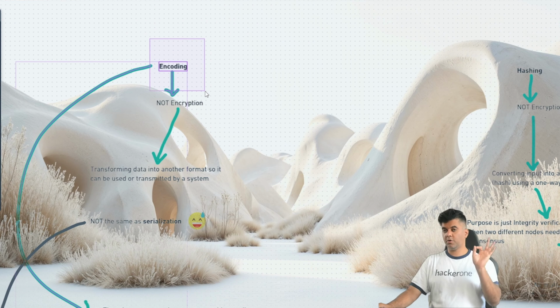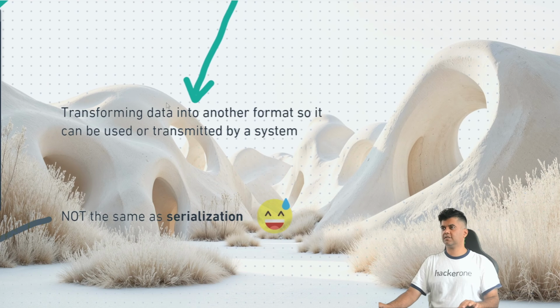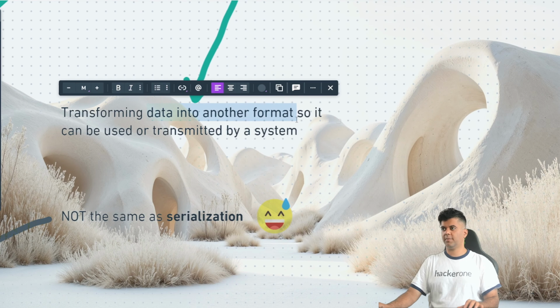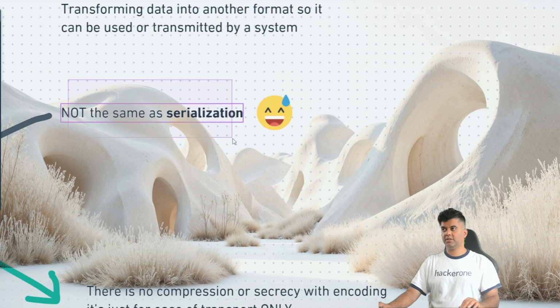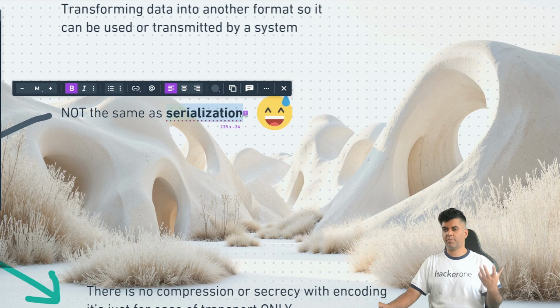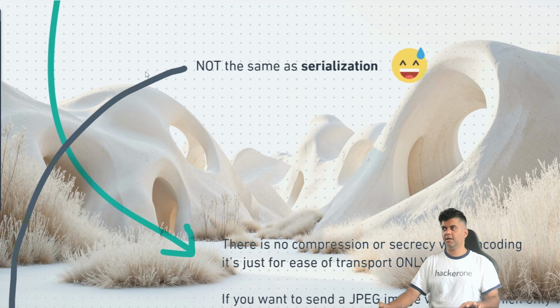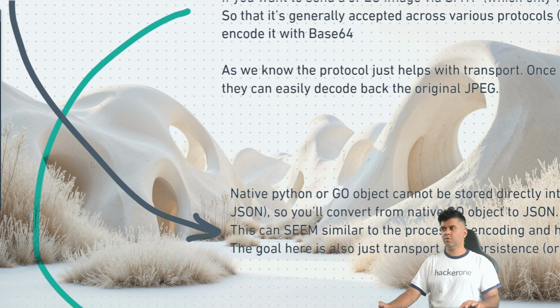Now, what's important to remember is encoding is not encryption, okay? It just transforms the data into another format so it can be used or transmitted by a system. So it's just for the purpose of transmission. Now, this is also not the same as serialization, which is a completely different topic, right? Let's follow this arrow. So what is serialization?